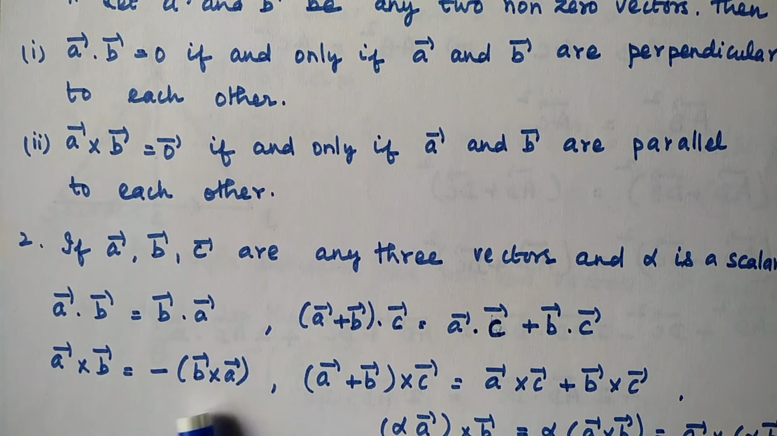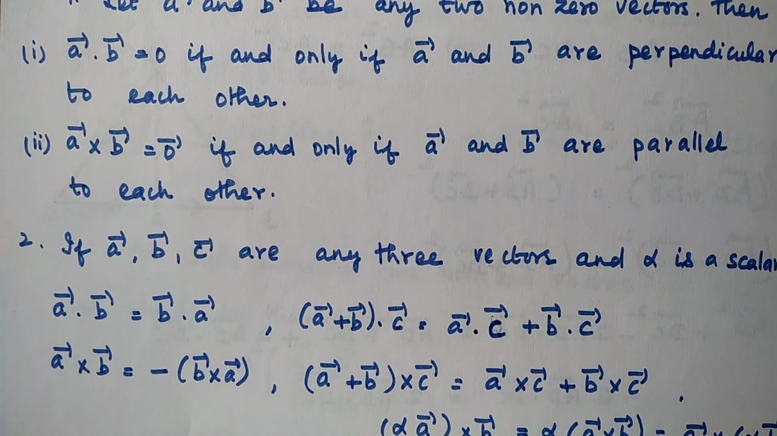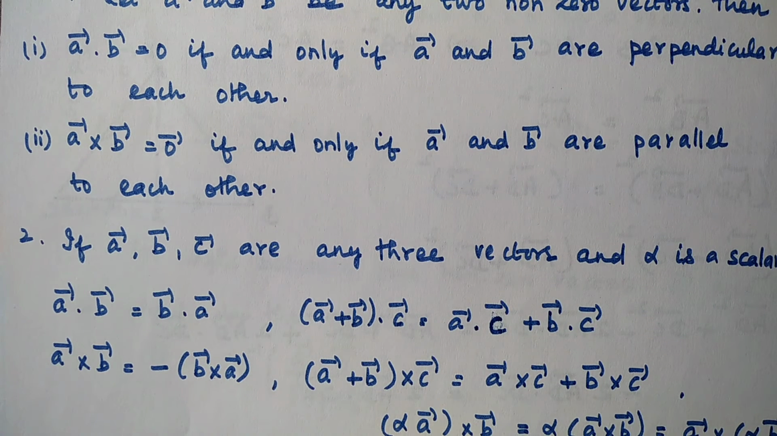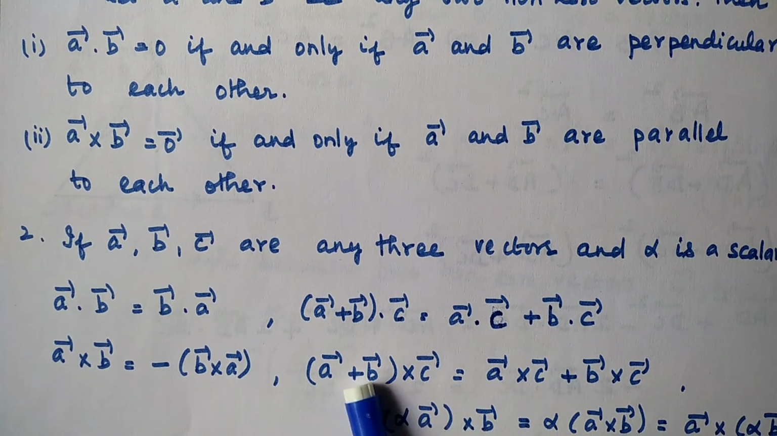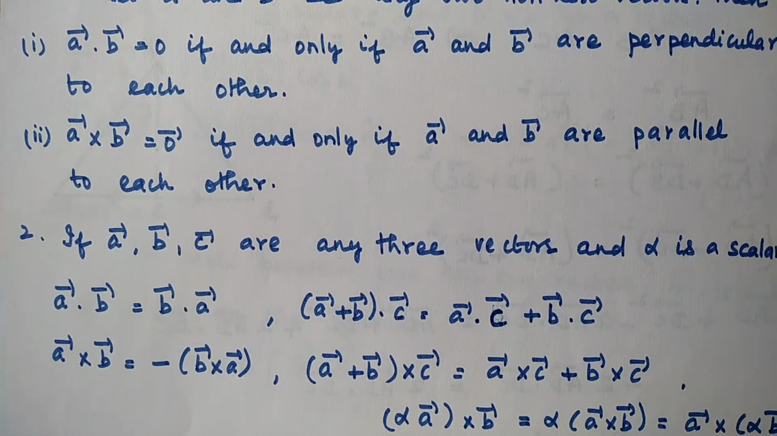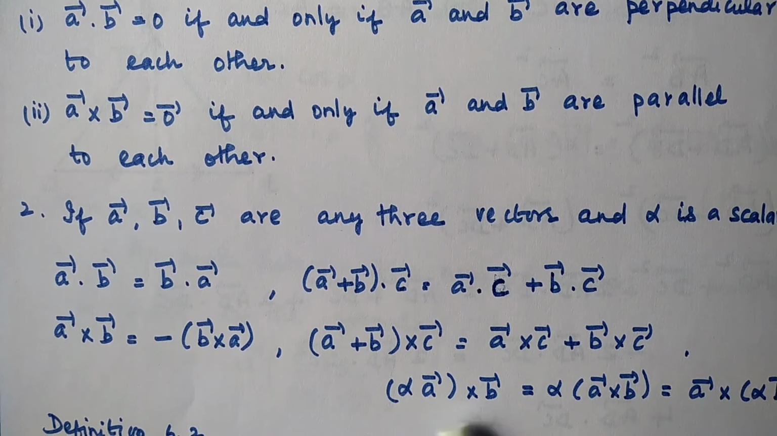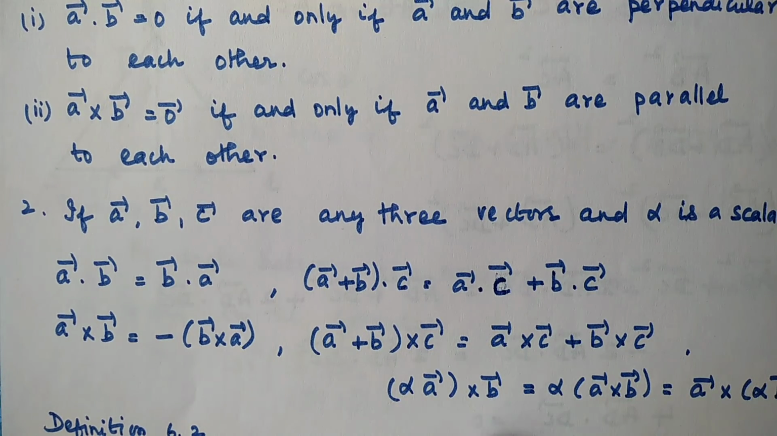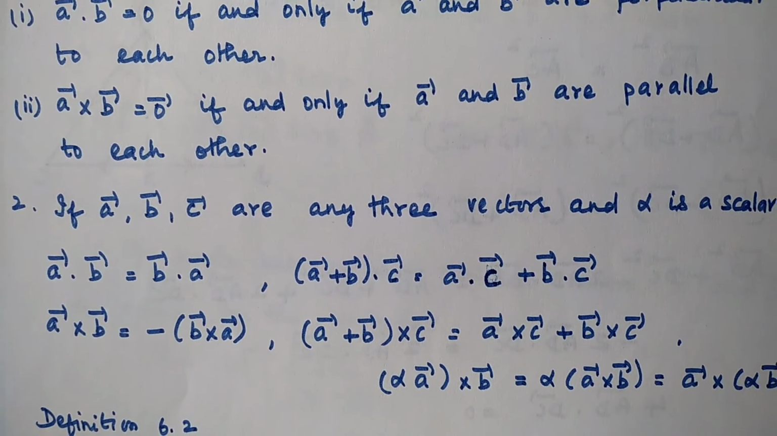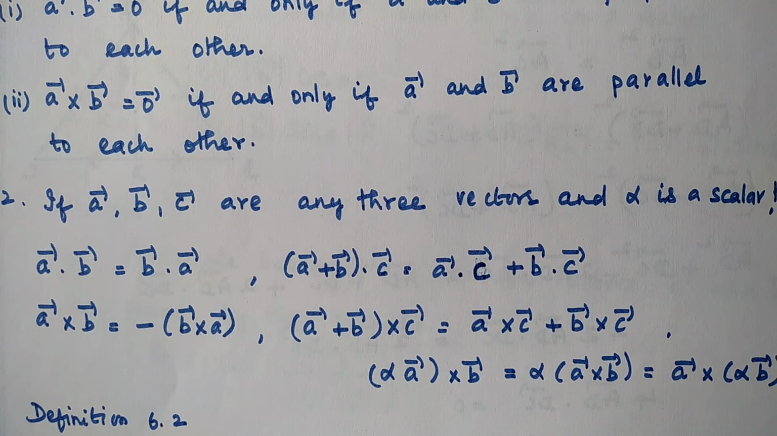Cross product is not commutative. a cross b equal to minus of b cross a. (a vector plus b vector) cross c vector equal to a vector cross c vector plus b vector cross c vector. If alpha is a scalar, then alpha times a vector cross b vector is equal to, we can take alpha outside, alpha into a vector cross b vector is equal to a vector cross alpha b vector.